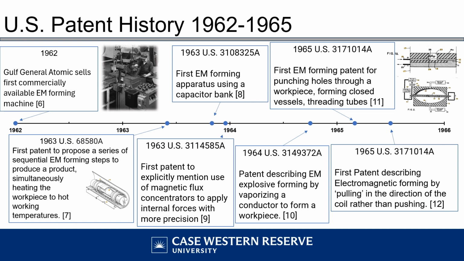This is also the period where the processes of electromagnetic shearing, threading, and forming of closed vessels was first described in patent literature, as well as the period where explosive forming by vaporizing a conductor to form a workpiece was first described in patent literature.